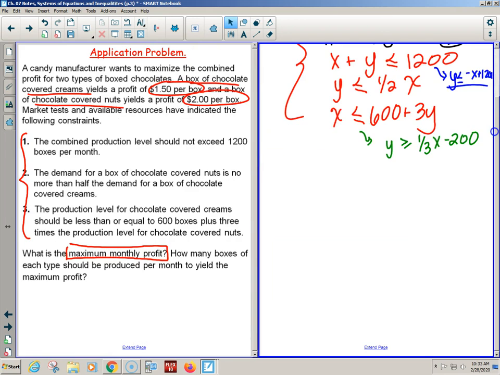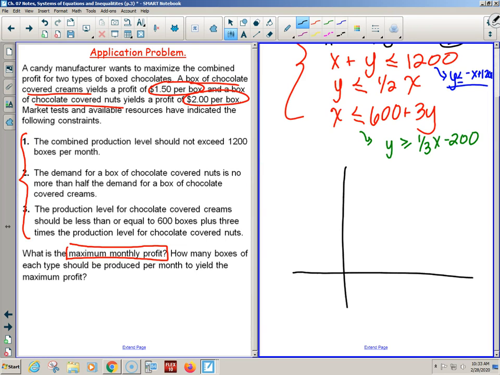Where would I go next? Now that I have my system and now that I have it in a way that I can graph. See it? Who am I going to graph? This guy. Intercept of 2, 4, 6, 8, 10, 12. 1,200. This guy. He has an intercept of -200.